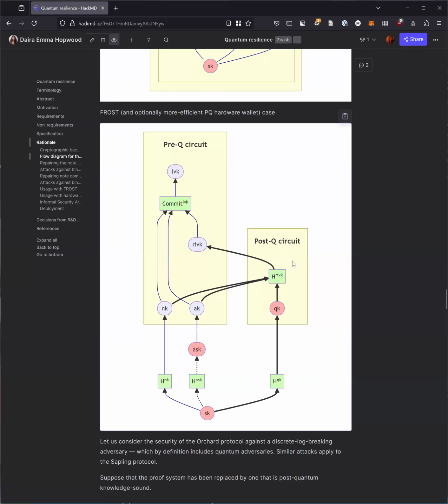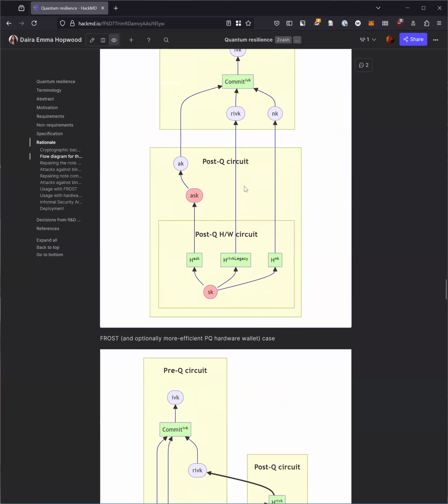this derivation so that the only thing you have to prove in the post-quantum circuit is this hash deriving RIVK that takes AK and NK and this extra value that we derive, QK, sort of the quantum key, which is essentially inserting an additional hash, turning this leg of the current tree from one hash into 2 hashes.